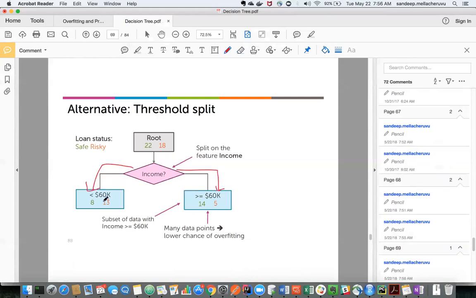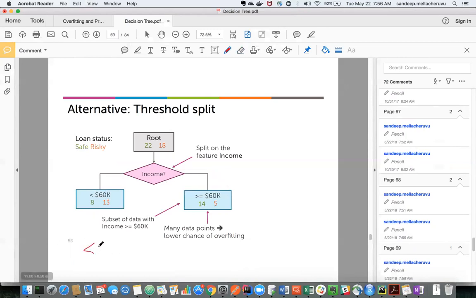Are you clear, Vidya, now? Why is it not possible? Yes, Sandeep. So that's why you go with the threshold split. Find out a threshold which gives you a better split. Now, what is this threshold? How do I find it? How do I find that 60K is better than 50K?